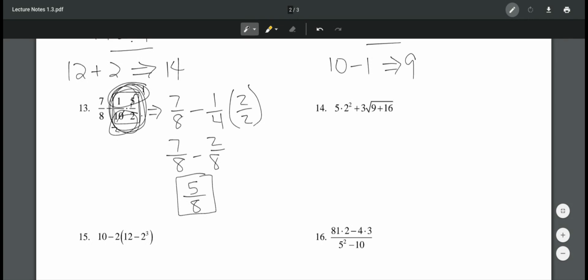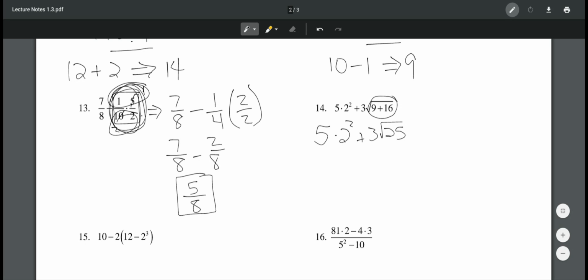In number 14, I have a square root, but more importantly, I have something under the square root. So this would represent what they're talking about in step 1, having a grouping symbol. So I need to get one number under that radical. So that's the first thing I'm going to do. 5 times 2 squared plus 3 times the square root of 25. Now, I've dealt with everything that pertains to step 1.